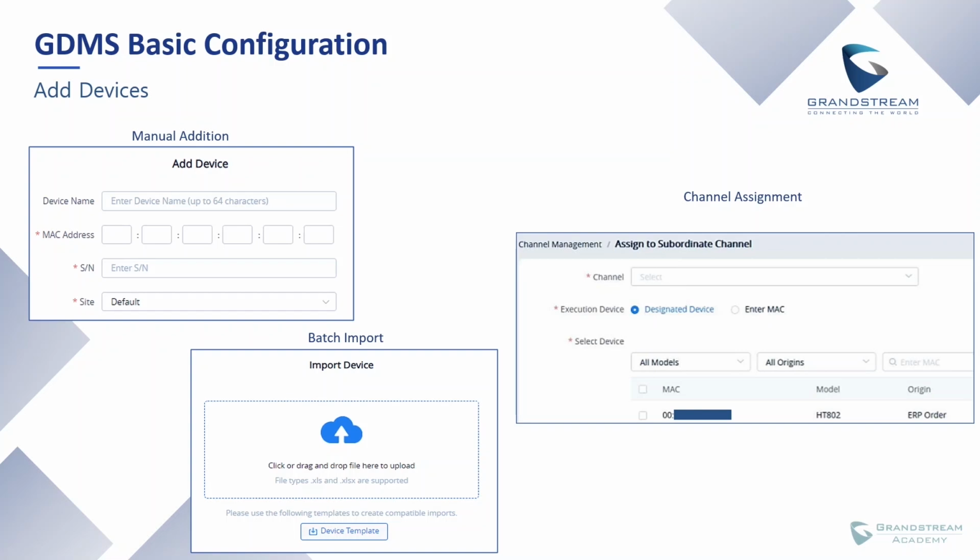And we have the third option, which is assigning devices to subordinate channels. This is basically a method dedicated to channel distributors and service providers, and they will be able to obtain a list of purchased devices directly from the Grandstream ARP. This is something we're going to talk about in a specific section later during this class.